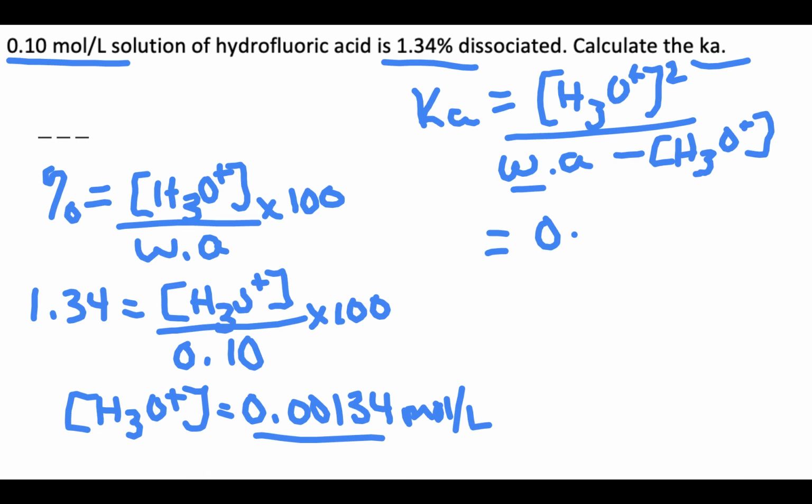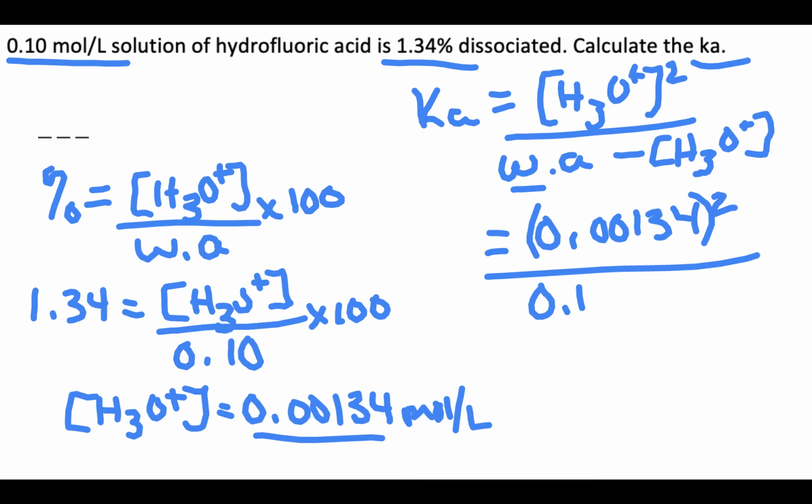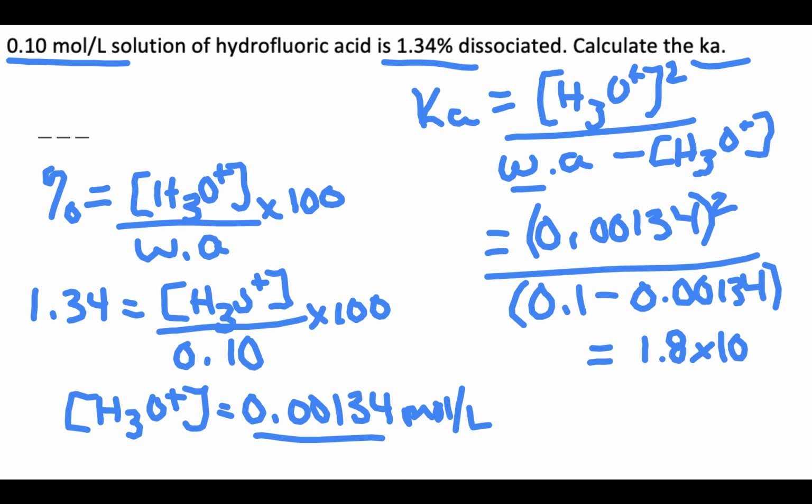So we'll have 0.00134. This would have to be squared, divided by 0.1 minus 0.00134. So again, putting that in your calculator, just make sure there's brackets in the denominator, and keeping 2 significant digits, we would have 1.8 times 10 to the negative 5, and that would be your Ka value. So combining 2 formulas to find Ka.